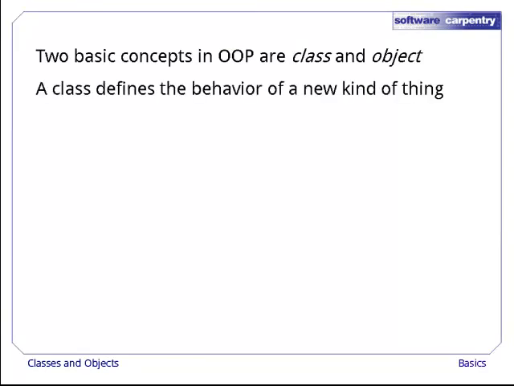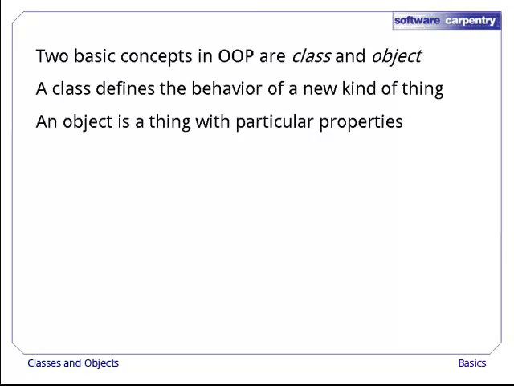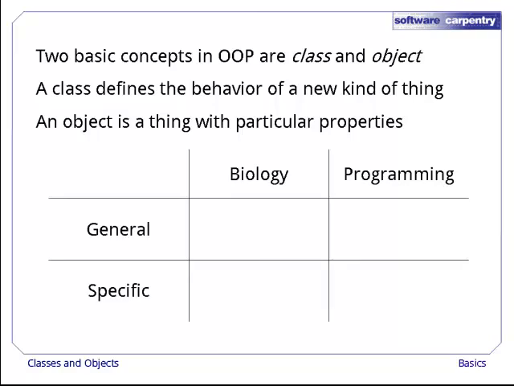The two basic concepts in object-oriented programming are the class and the object. A class defines a new kind of thing, more specifically, how those things can behave. An object is then a particular thing with a particular set of properties that behaves the way its class tells it to.